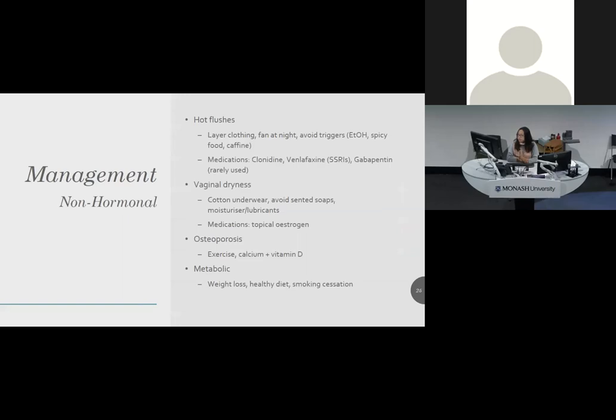Osteoporosis, making sure that they're getting the correct amount of calcium and vitamin D each day is really important, because that'll be the mainstay of management for osteoporosis. You can also get them to exercise and do things like that. That's good for their bones. Metabolic issues such as putting on weight, so obviously the opposite, get them to lose weight, a healthy diet, and smoking cessation can really help with some of these symptoms as well.